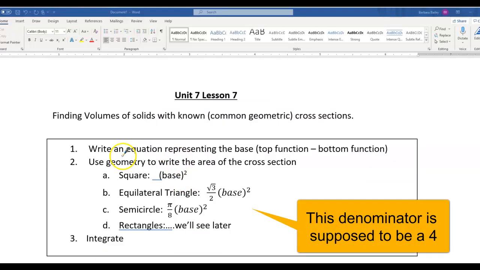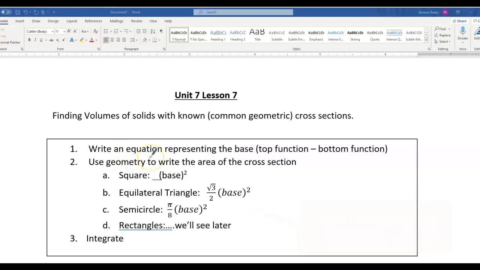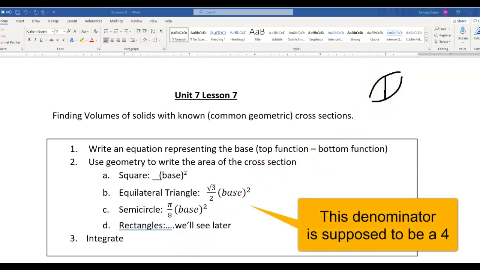Okay, so here's our steps, and this is something I would encourage you guys to write down. So the first thing you do is write an equation that represents the base. Now, what do I mean by the base? I mean the base of the shape that we're going to be stacking on top of our curve. So remember how we had f minus g? The base was the distance between them. So that's top function minus bottom function. And I call it the base once again because when you rotate this, this becomes the base of the shape that you're going to be stacking on top of your region.